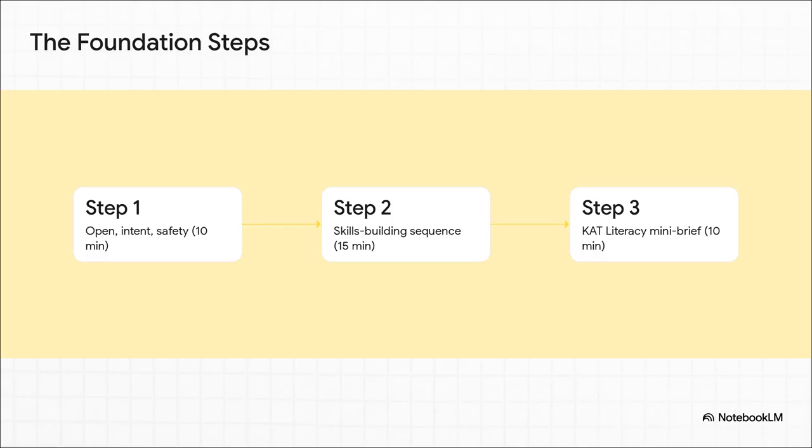Then, step 2 is a mandatory skills builder. Participants literally warm up their hands by building a simple, secure door with one weakness, all in just 3 minutes. And step 3 anchors everyone's vocabulary with a quick literacy mini-brief. We sort glossary cards so everyone in the room is speaking the exact same language.